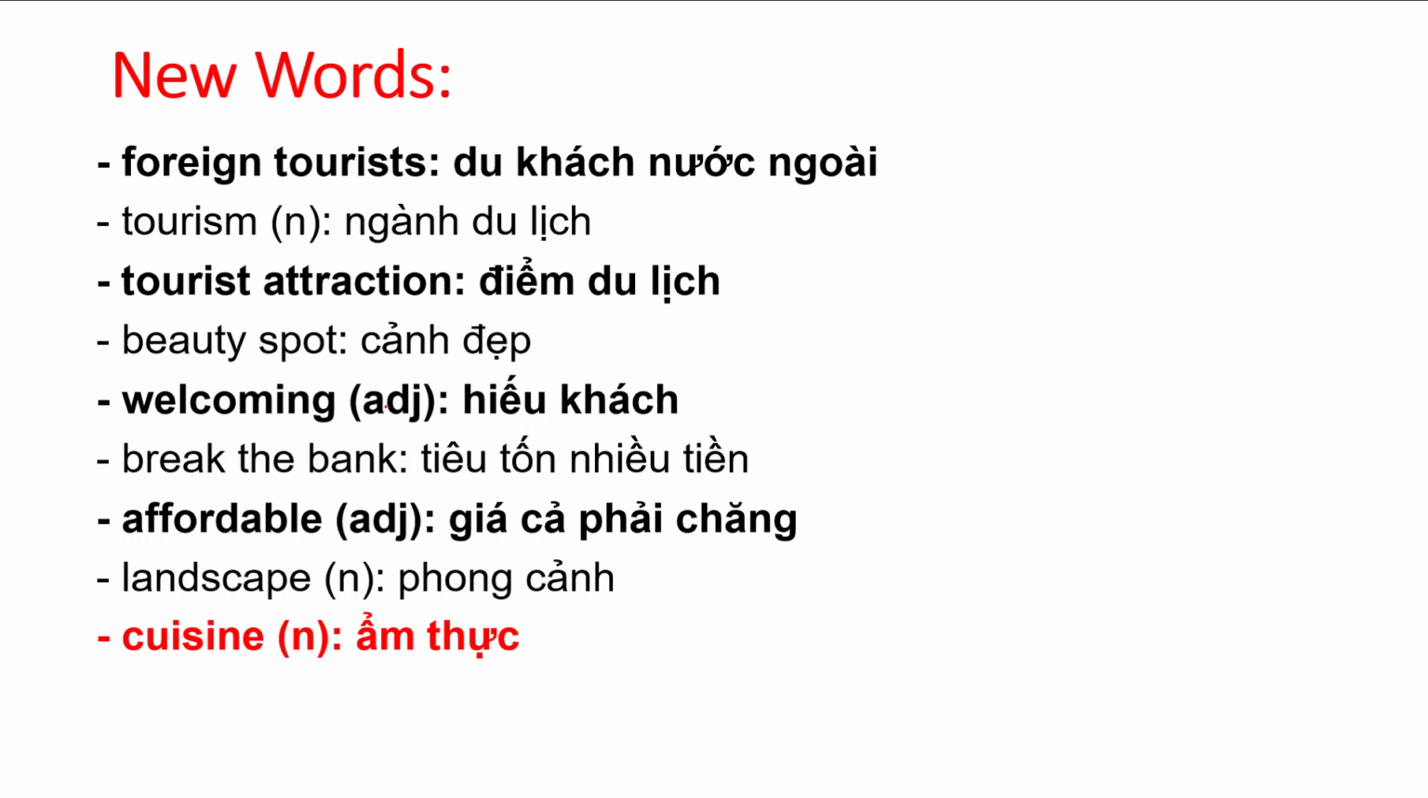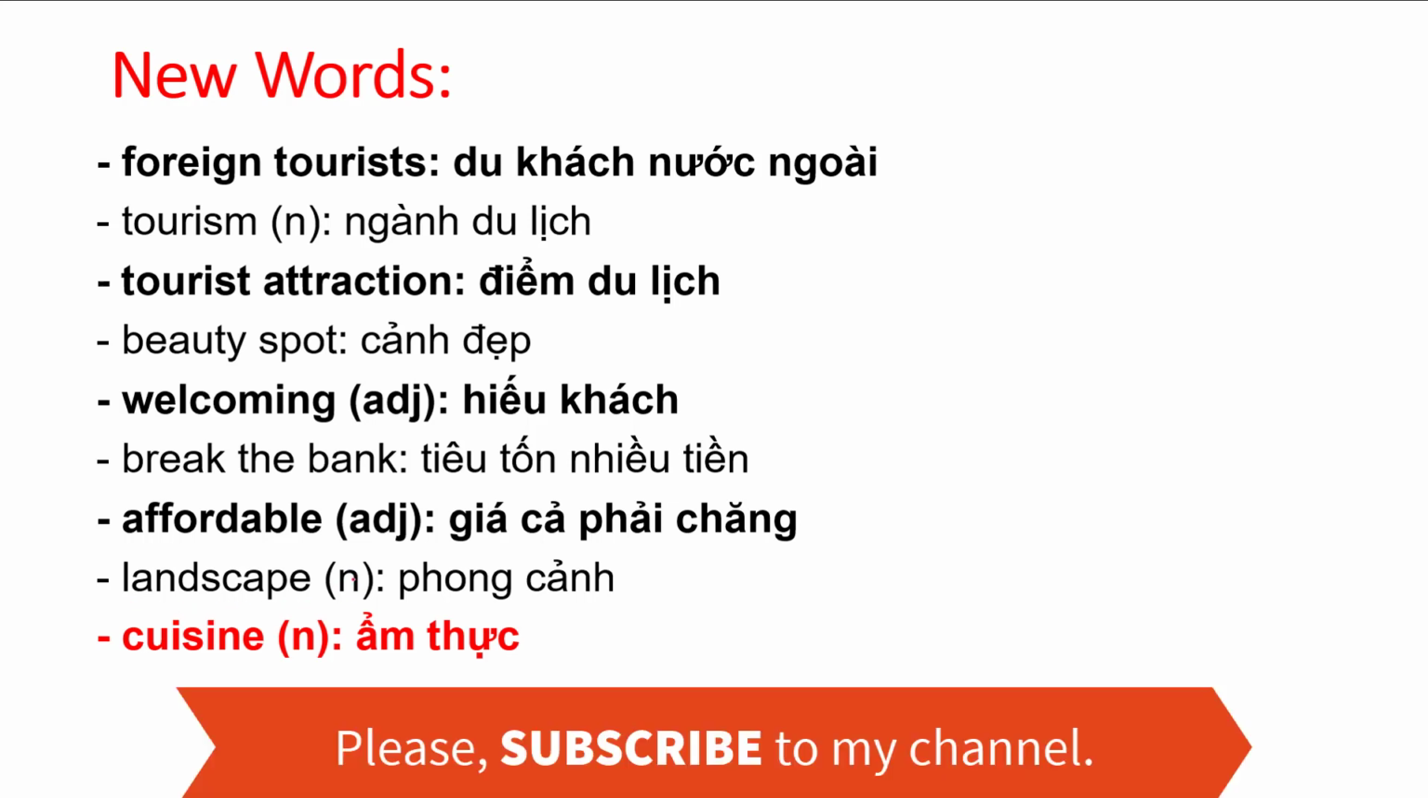is kind of adjective. Break the bank. Affordable is kind of adjective. Affordable. And next one is landscape is kind of noun. Cuisine is kind of noun.